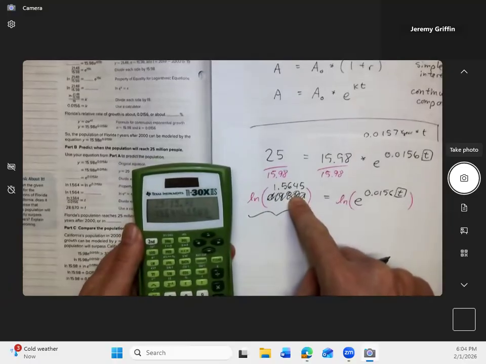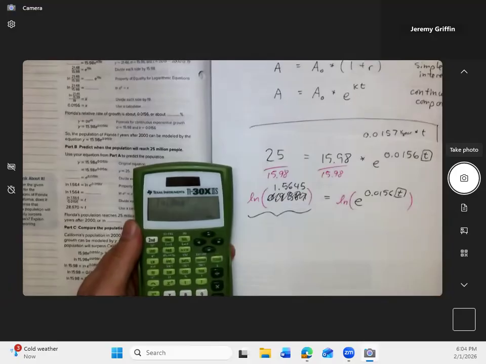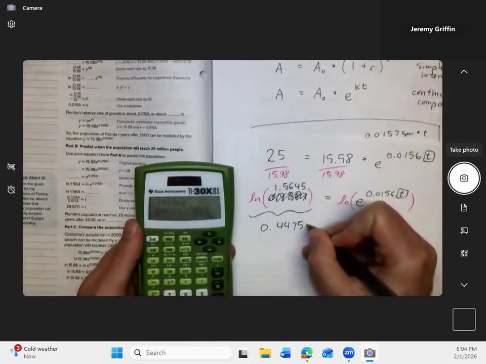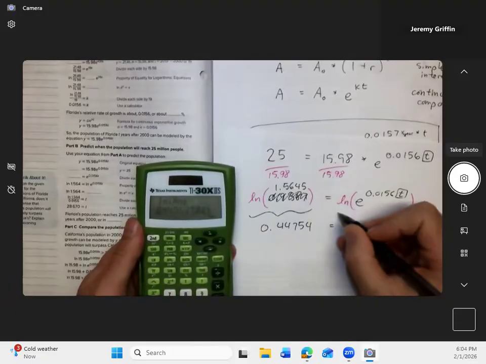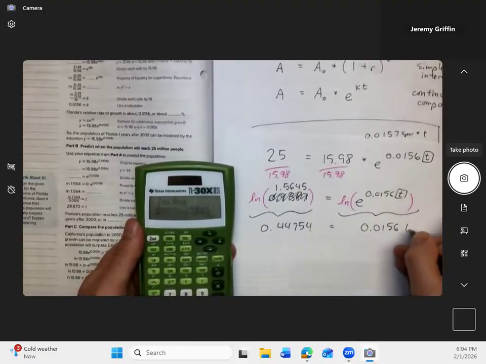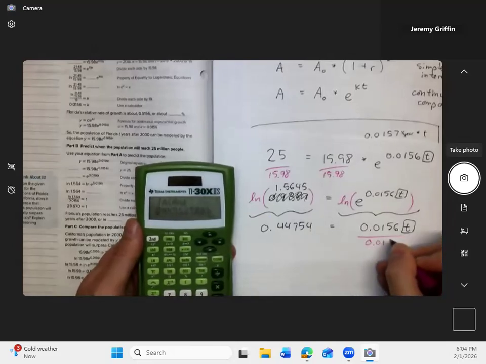There we go. So this fraction is actually this. Let's take the natural log of that answer. Now we're good. 0.4475 something equals, and then this all cleans up, it's just 0.0156t. All right, last step: divide by this coefficient.